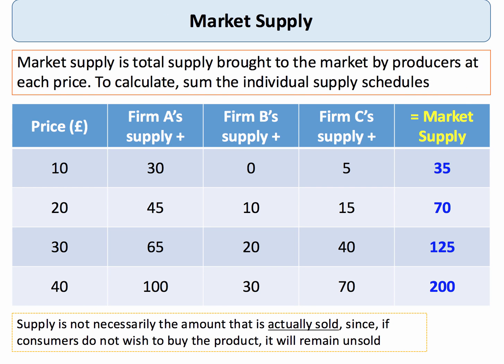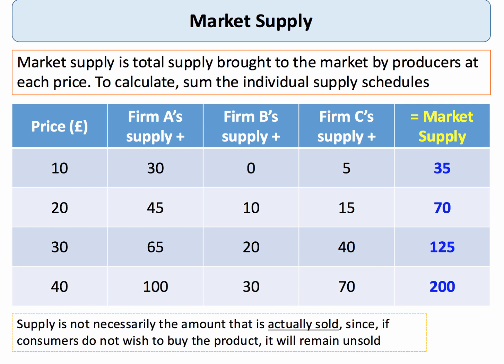Now, it's quite important to understand the idea of market supply. Market supply is the total supply of a good or a service that is brought to the market by all producers at each price. To do that, we simply sum the individual supply schedules for a firm. So, for example, if the price is £10, firm A might supply 30, firm B might not supply anything at all, firm C 5, so the market supply will be 35. If the price goes up to 20, then firm B comes into the market, and both firm A and firm C increase their supply. So at price 20, the market supply might in this case double to 70. So market supply is the sum of the supply of the individual firms in the market.